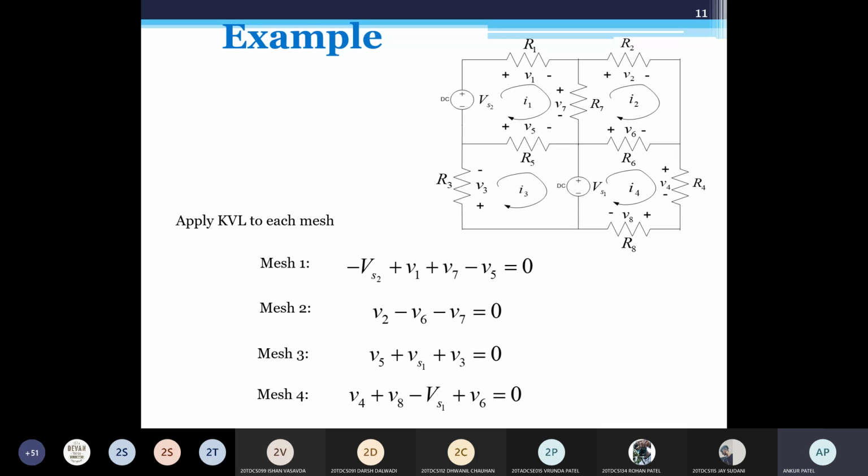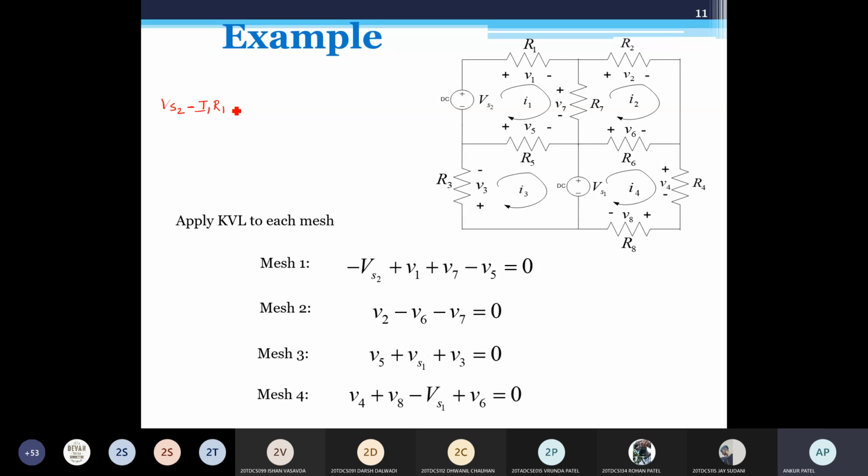directly applying this equation, let me brief you on how to calculate this mesh analysis. For the first mesh, you can see the current directions. I am traveling negative to positive for the VS2 source. So what can I write, positive or negative? Positive. So I am writing here VS2. Then for R1, negative, minus I1 R1.